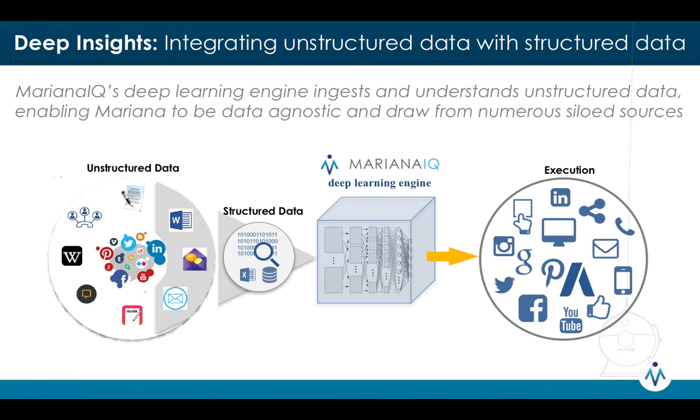Now, the way we do this is by using a modern form of artificial intelligence called deep learning. We take unstructured data in the form of social data and other text and image data that we can get from the web. We integrate it with structured data that we get from you and from other sources. We then use deep learning to automatically create these models that then help us drive execution.